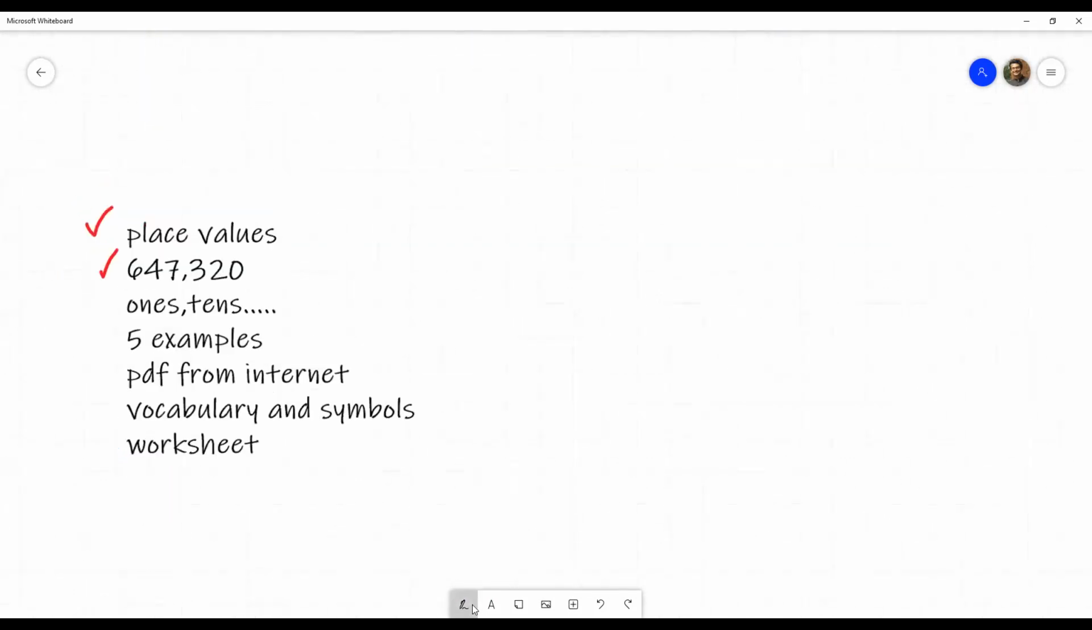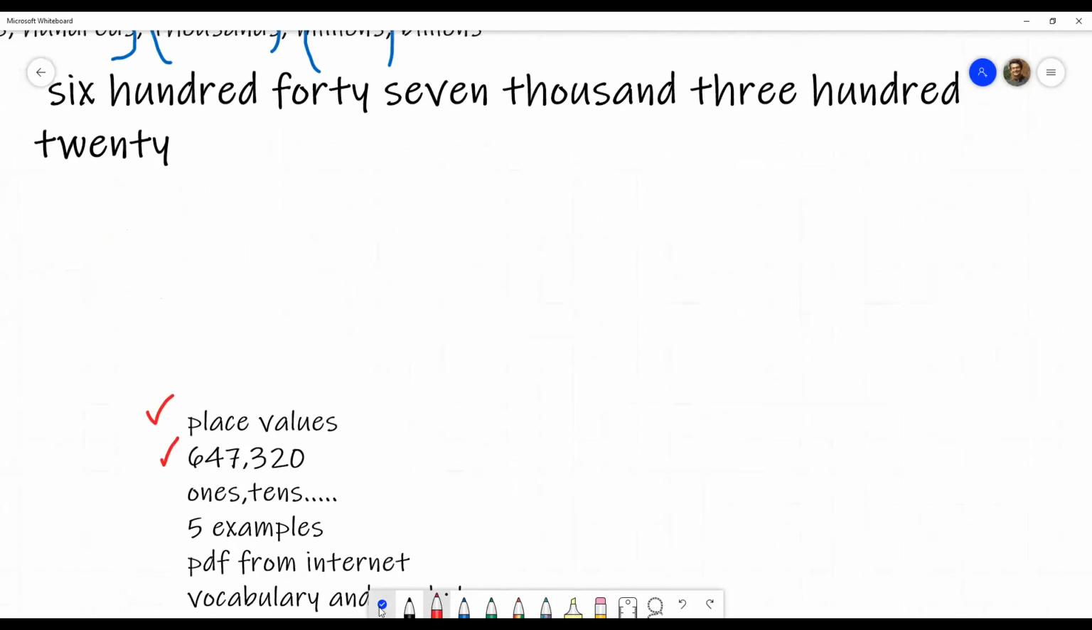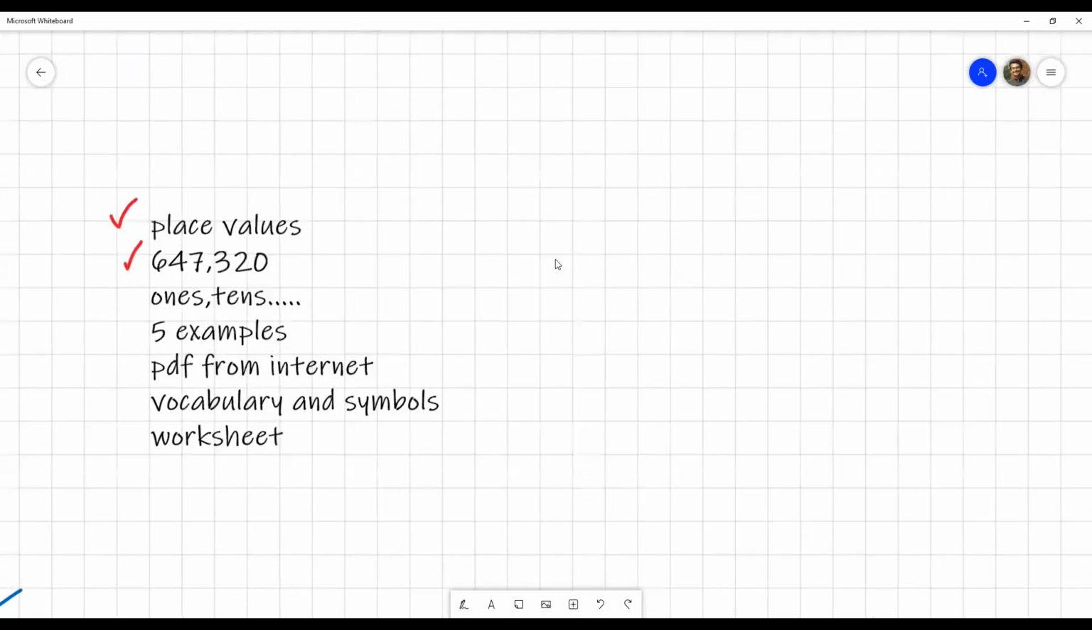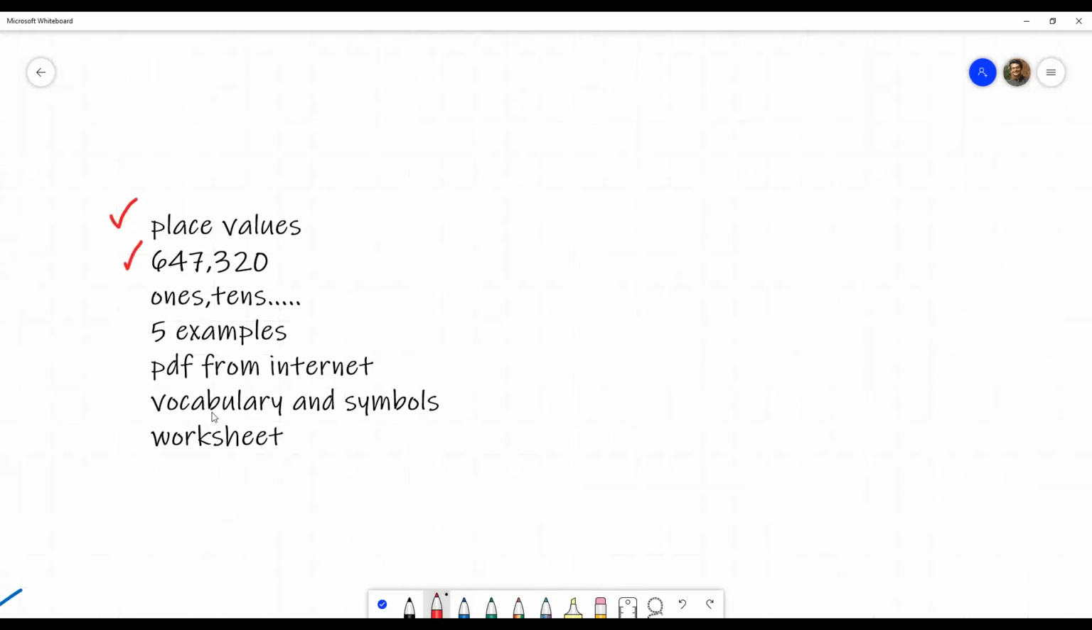So then we got to know about the place values, ones and tens. Then we gave 5 examples. Then we got a PDF which had vocabulary and symbols. We learned about it, and we solved the worksheet.